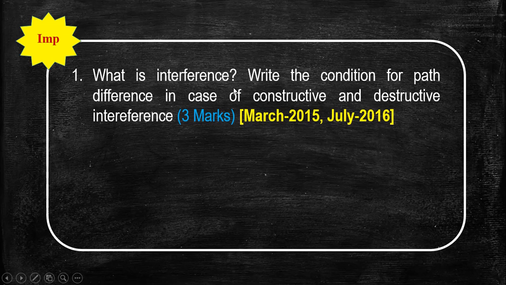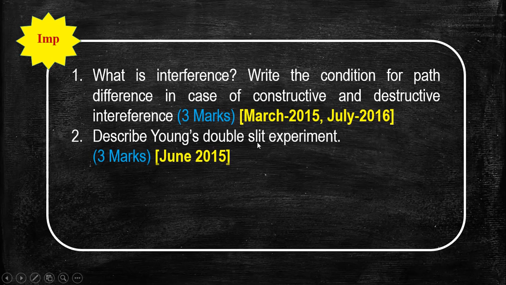First one is: what is interference? Write the condition for path difference in case of constructive and destructive interference, for 3 marks. You have to mention one condition for constructive, another condition for destructive. Then you have to define interference. For all these three, you get 1 mark each. This question appeared in March 2015, July 2016.